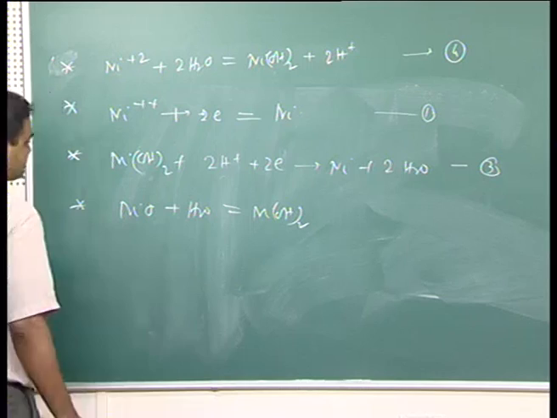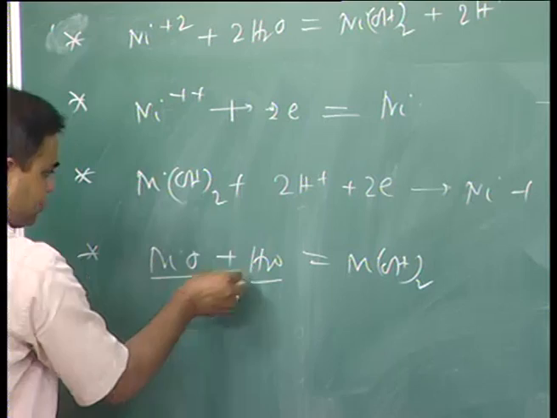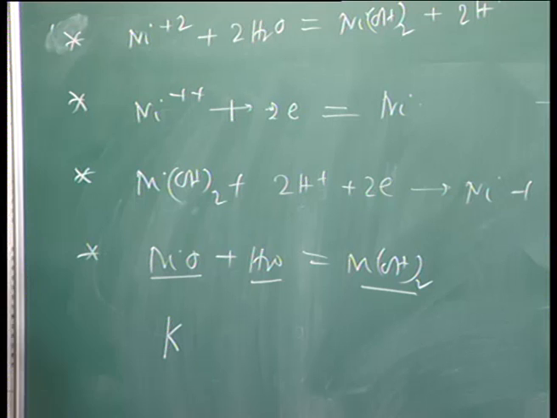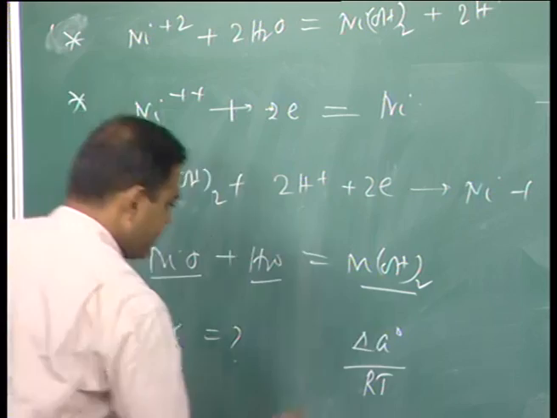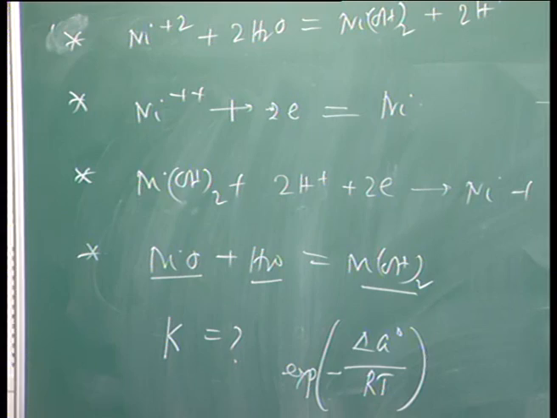For this reaction also we can have all the chemical potential data for NiO, H2O and Ni(OH)2. Then we can have the K value. The K value also we can calculate, from the relation K equals exponential of minus delta G0 by RT. This way we can find out the K value.